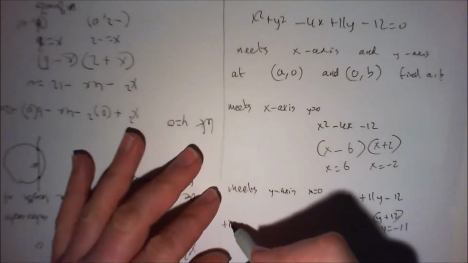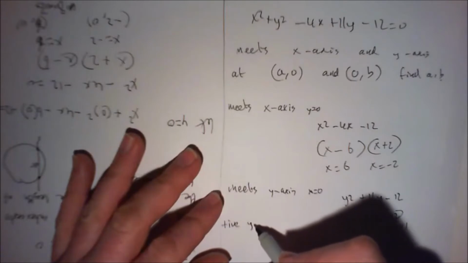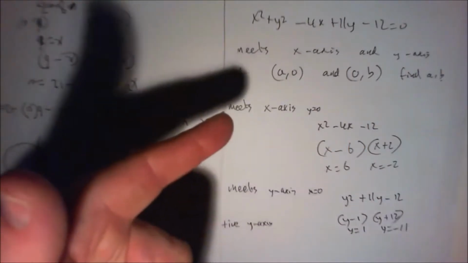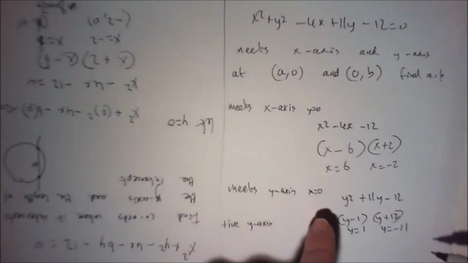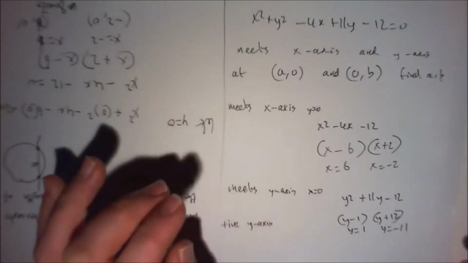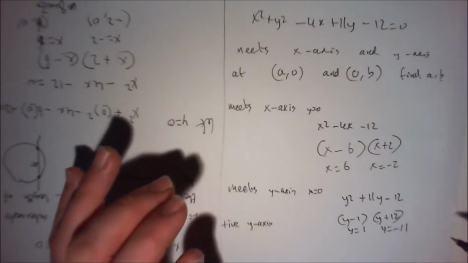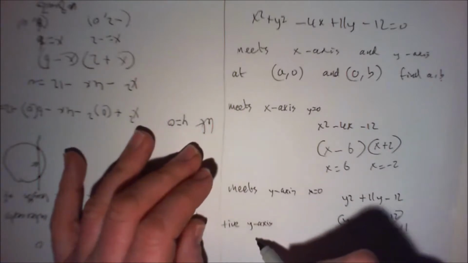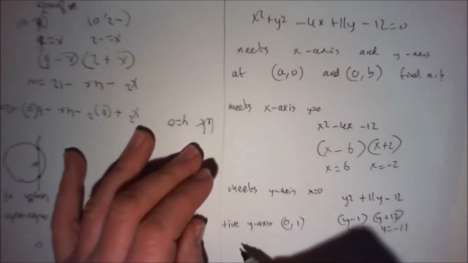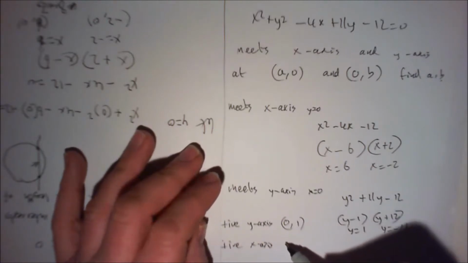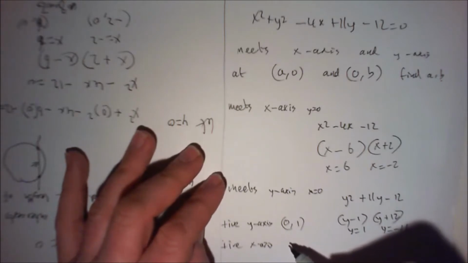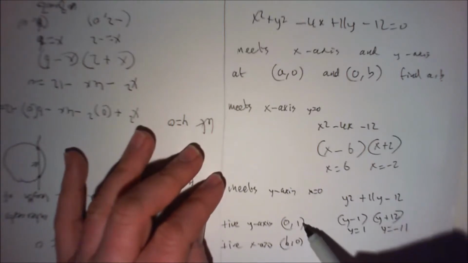If it was the positive y-axis, which combination would work? If it was the negative y-axis, which combination would work? You know, you could do it that way. So let's say if it's the positive y-axis, then you're looking at a 0 and a 1, aren't you? And the positive x-axis, you're looking at a 6 and a 0, aren't you? So in that case, B would be 1.